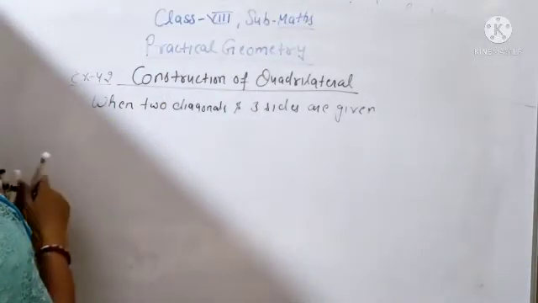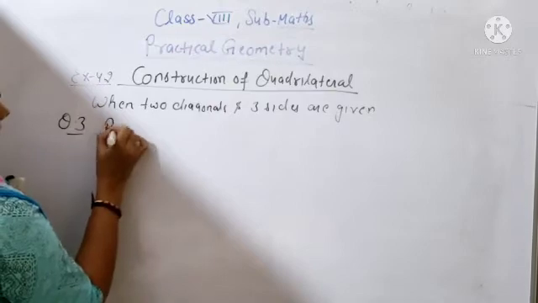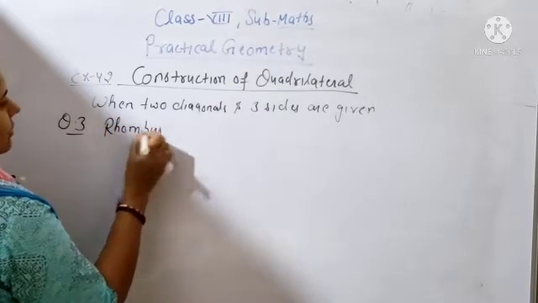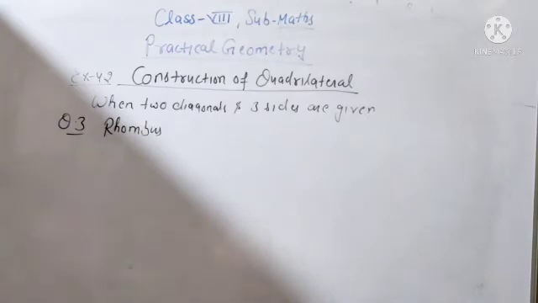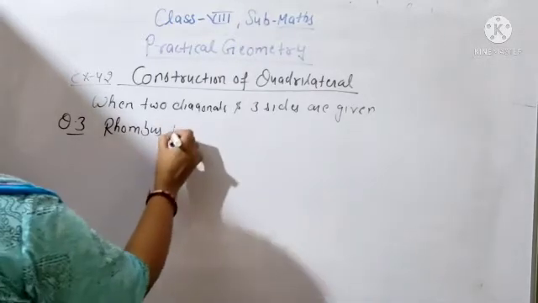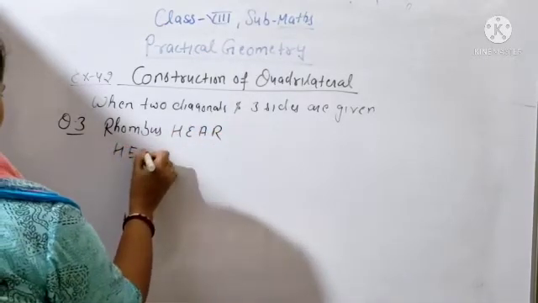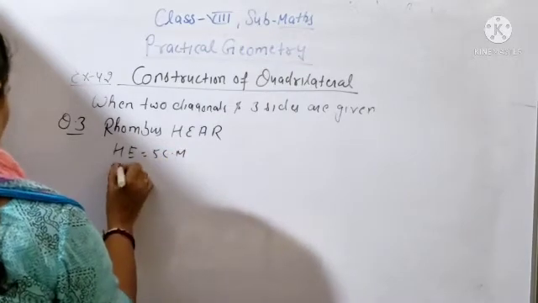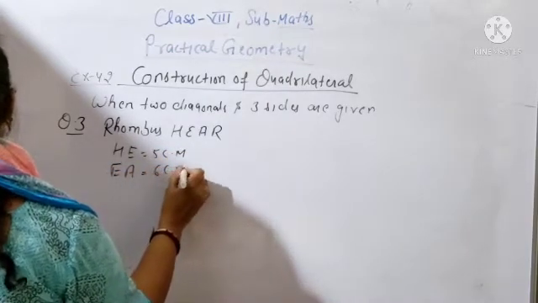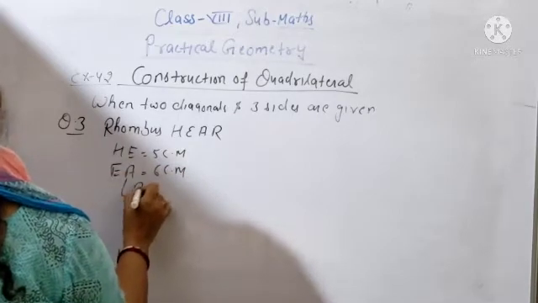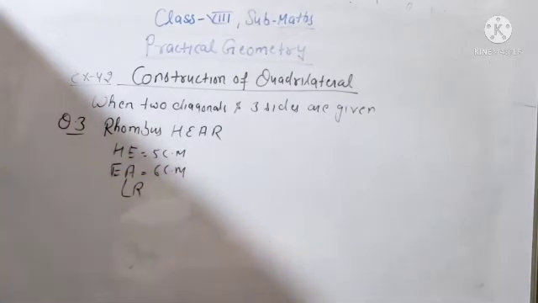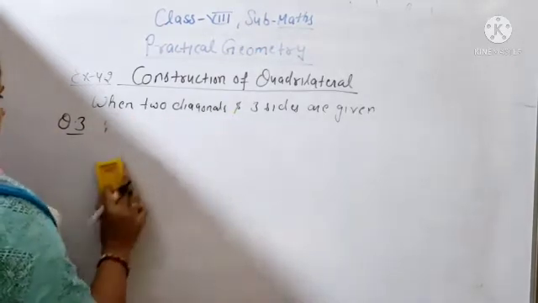Question number 3. Rhombus is given. Sorry, I have written exercise 4.3; it is exercise 4.2, question number 3, the last question.